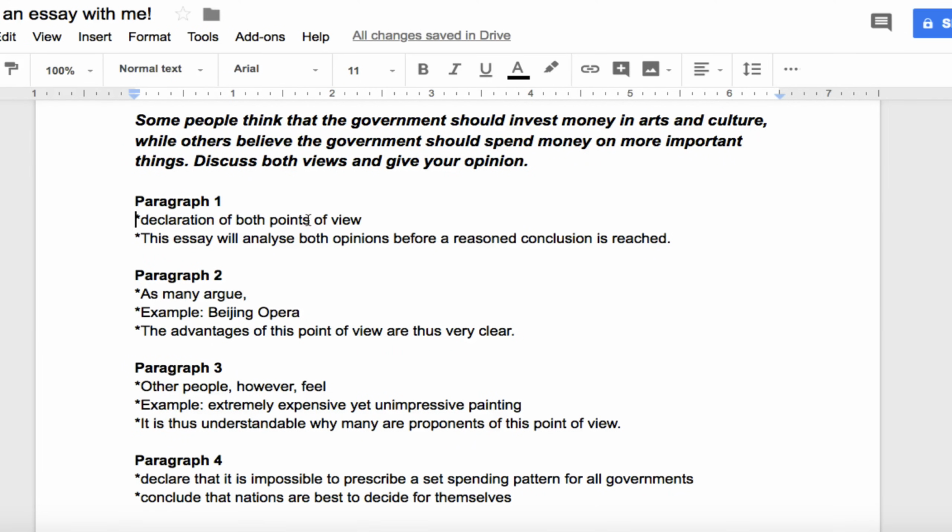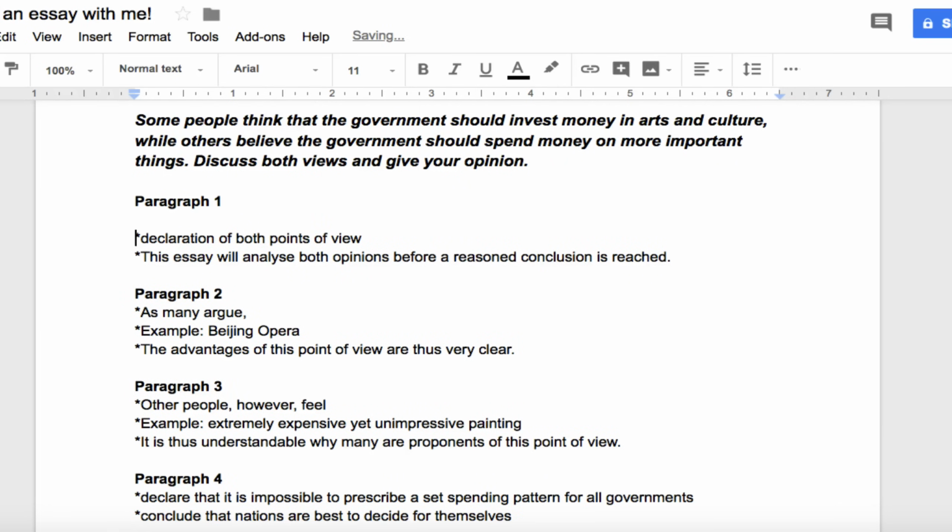So I'm just going to quickly read the question to myself again. Some people think the government should invest money in arts and culture, while others believe the government should spend money on more important things. Discuss both views and give your opinion.